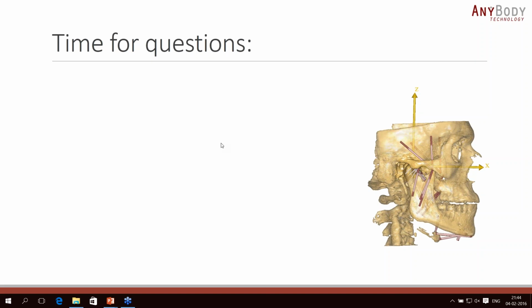True. Let me answer the first one. Where could this be relevant, and what clinical application do I see for this? I think the first one is in the planning of surgeries. So surgeries that involve changing the shape of the mandible in one way or the other, or the skull. For instance, when you want to correct for malocclusion.